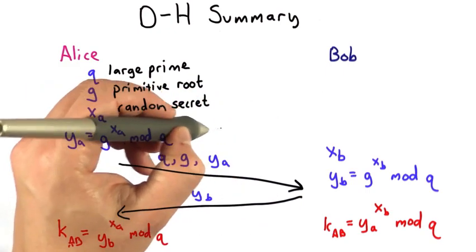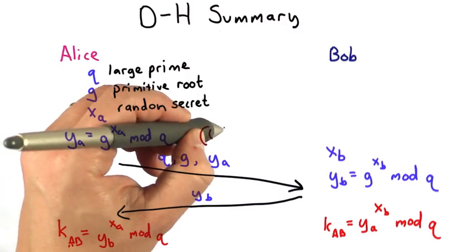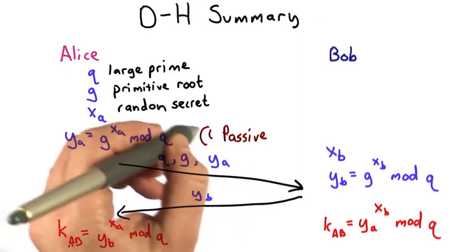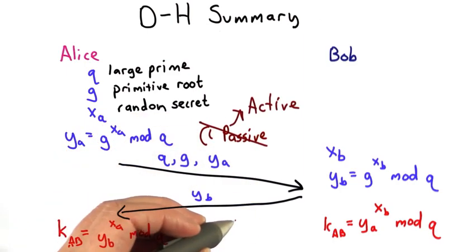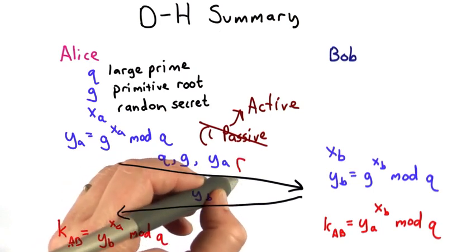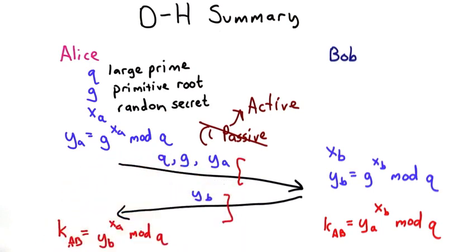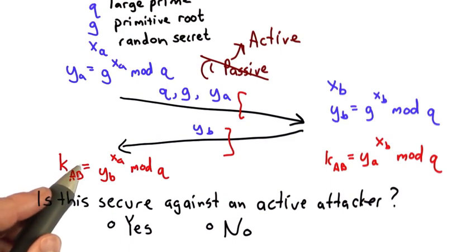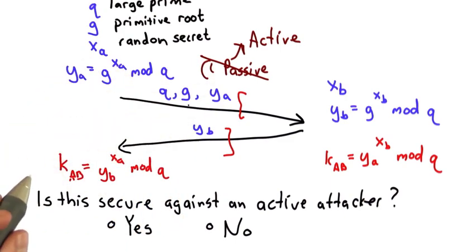So we've assumed so far an eavesdropper, a passive attacker, who can hear all the messages on this channel, but can't disrupt the channel. What happens if we have an active attacker? An active attacker can change messages on this channel. Instead of just intercepting and listening to them, eavesdropping on the message, they can intercept and change the messages. So is this protocol secure against an active attacker who can modify messages in transit?